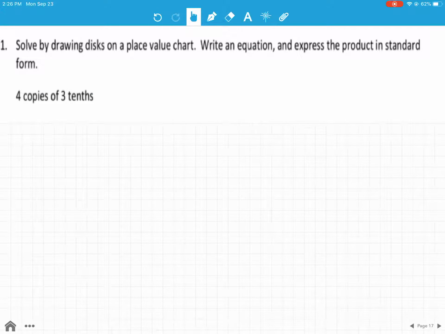Alright, so we have to solve by drawing a disk on a place value chart. Write an equation and express the product in standard form. So, first we have to do 4 copies of 3/10.